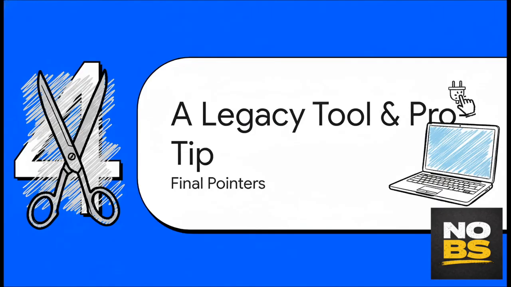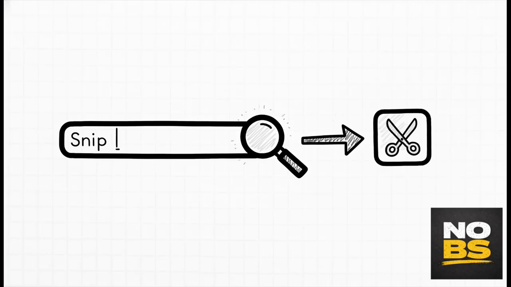Okay, before we wrap this all up with a nice summary, let's quickly cover a classic tool for those of you who might prefer a more manual approach, and a super important tip that's going to save our laptop users a ton of frustration. So if you're not really a fan of keyboard shortcuts, no problem. You can always just go to your Start menu and type in Snipping Tool. This little app has been around forever. It gives you a simple window with a New button to start your capture. It does the exact same job, just with a few more clicks.